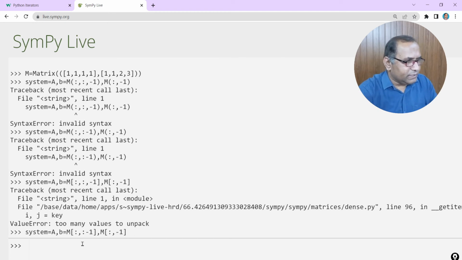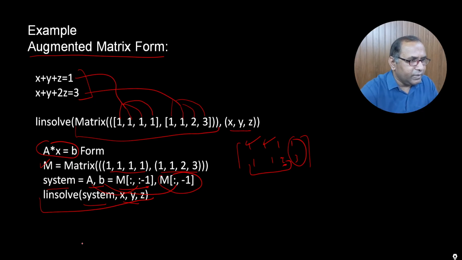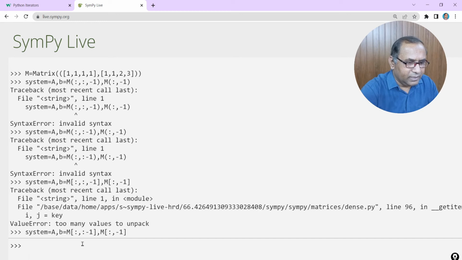Okay, so this is the statement, and now we will use the linsolve function. Using the linsolve function, here is a system, comma x, comma y and comma z. So the system will be solved by using it in this way. So we are using the linsolve function to solve the system.